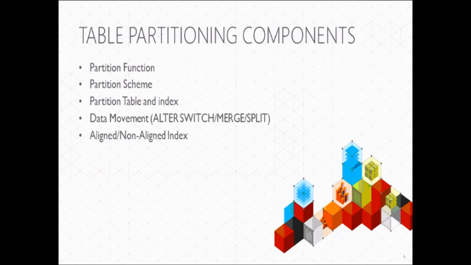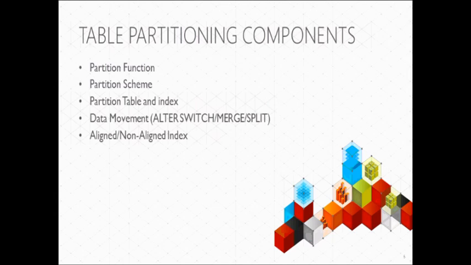I'll just give you brief info here. The partition function defines the boundary values of the initial set of partitions and the data type of the partition column. It doesn't make any reference to any table or disk storage. It just forms a basis for the partition scheme. The partition scheme maps the particular partitions to filegroups, and a given partition scheme can be used for one or more partitioned tables, indexes and indexed views.